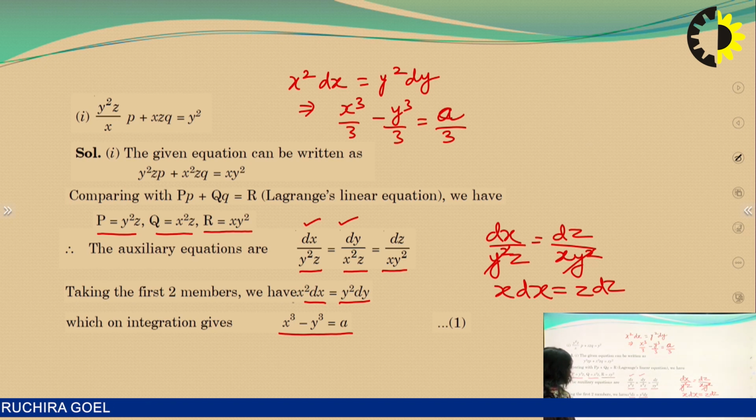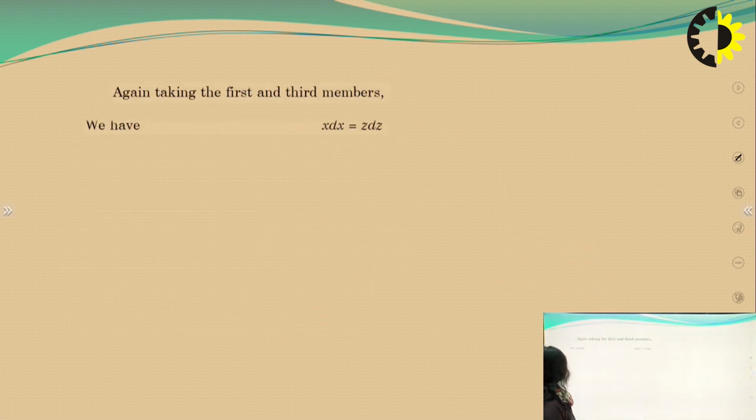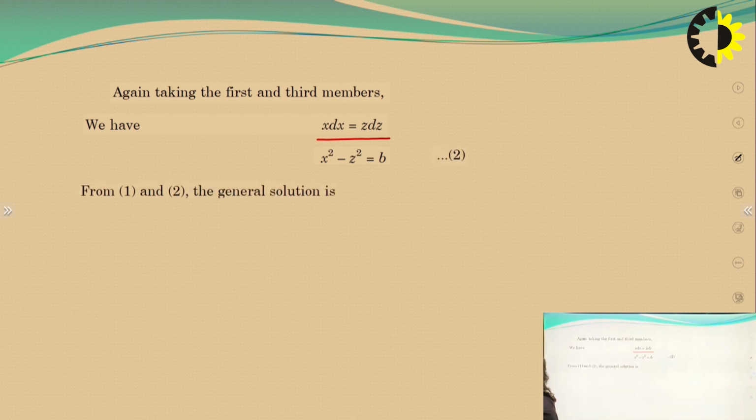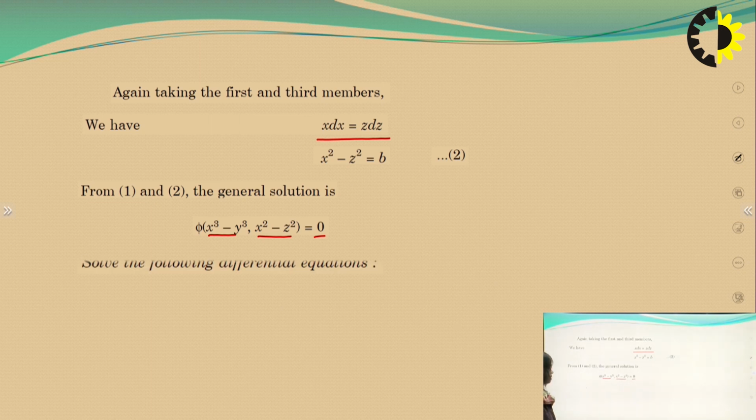So this is the same thing which we have written over here. We have x dx equal to z dz. So x square minus z square equal to b is another solution on integration. Now this is my second solution. So from the first and the second solution, the general solution will be a function of the first solution, second solution equal to 0 form. So this is my solution for the second example which I have considered.